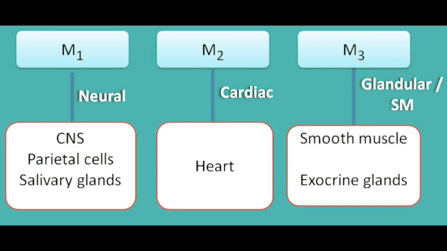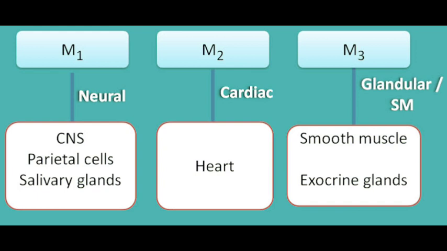Specifically, although all five subtypes have been found on the neurons, M1 receptors are also found on the gastric parietal cells, M2 receptors on the cardiac cells and smooth muscles, and M3 receptors on the bladder, exocrine gland, and smooth muscle. What should we keep in mind? The drugs with muscarinic action preferentially stimulate muscarinic receptors on these tissues, but at high concentration they may show some activity at nicotinic receptors.